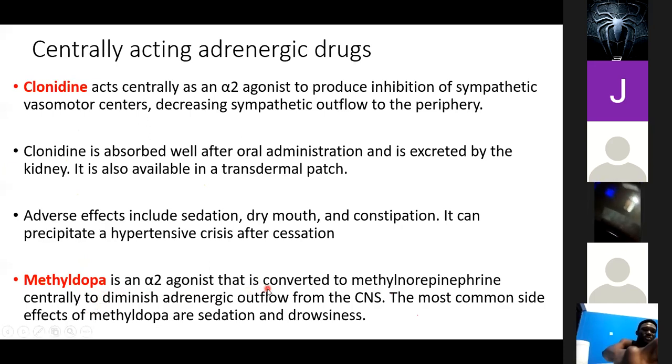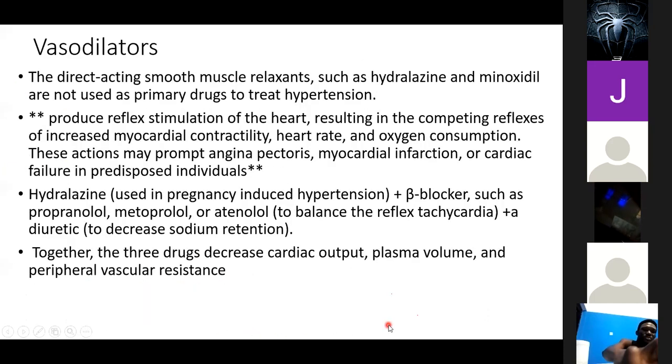And how is it gotten? It's converted to methyl norepinephrine, and it acts on the adrenergic receptors to diminish the adrenergic outflow from the CNS. And some of the most common side effects include sedation and drowsiness.